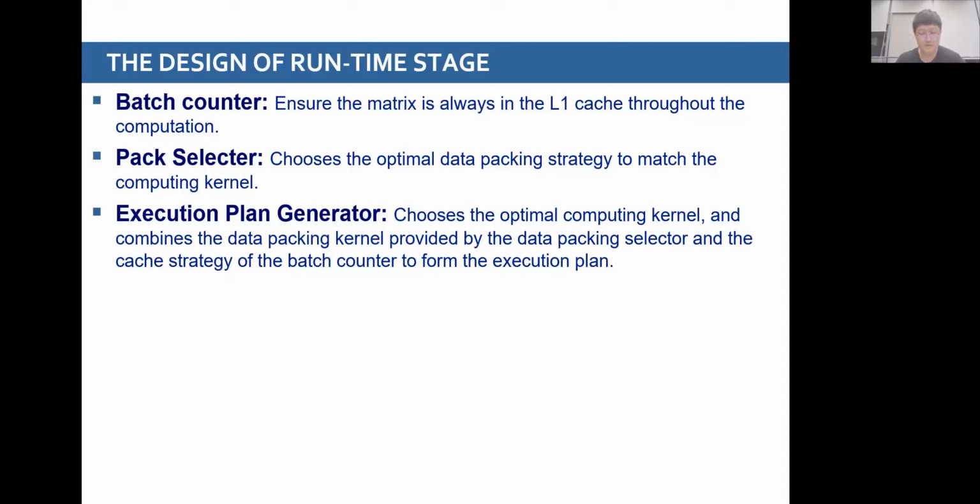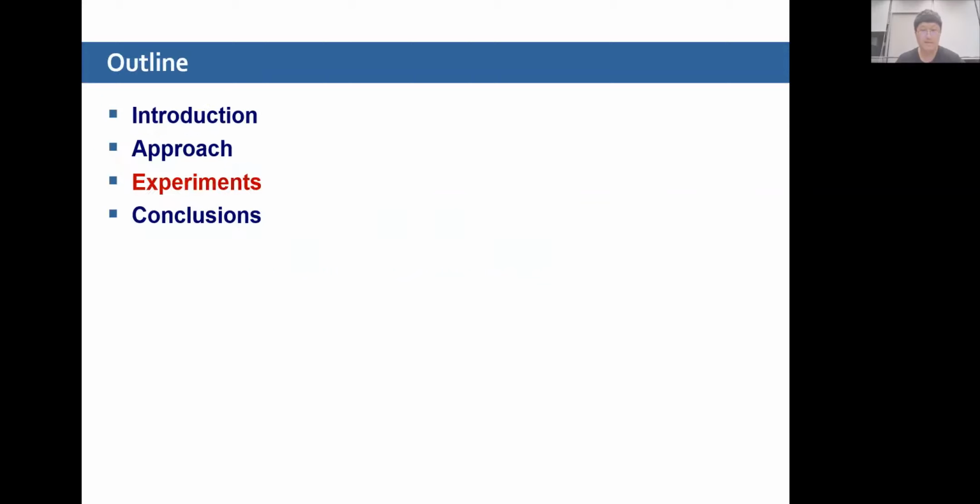The execution plan generator chooses the optimal computing kernel and combines the data packing kernel provided by the data packing selector as the cache strategy of the batch counter to form the execution plan. For large groups of matrix batch operation, the runtime stage overhead is not significant, since it only generates its execution plan at the beginning.